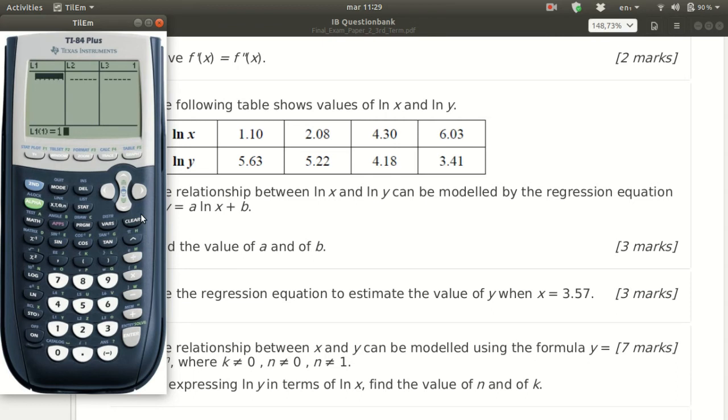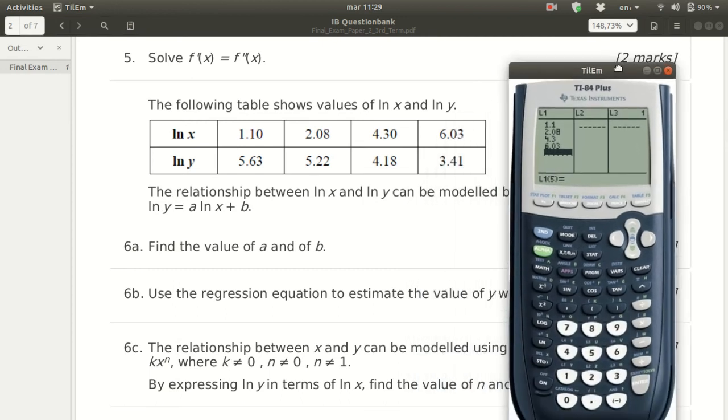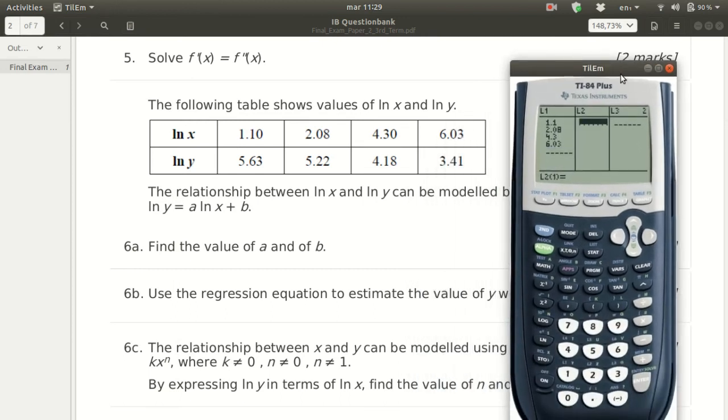So 1.1, 2.08, 4.3, and 6.03. It's only 4 numbers. And y would be 5.63, 5.22, 4.18, and 3.41. So again, stat, move to the right to calc, go down to the linear regression.